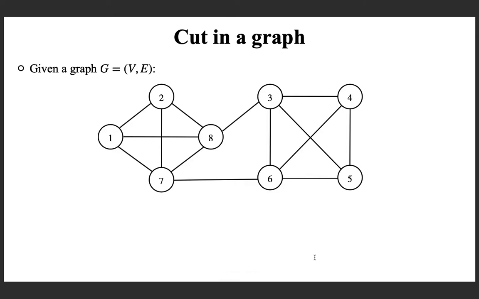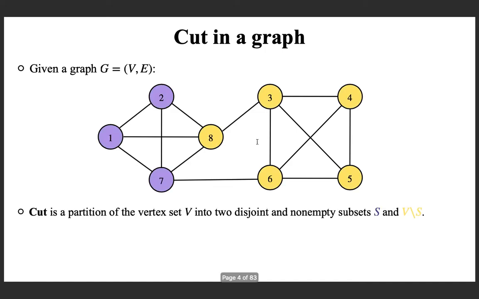Given a graph with vertex set V and edge set E, here is an example. A cut is a partition of the vertex set into two disjoint non-empty subsets. In this case, the purple set and the yellow set. So, you just divide the vertex set into two disjoint subsets.